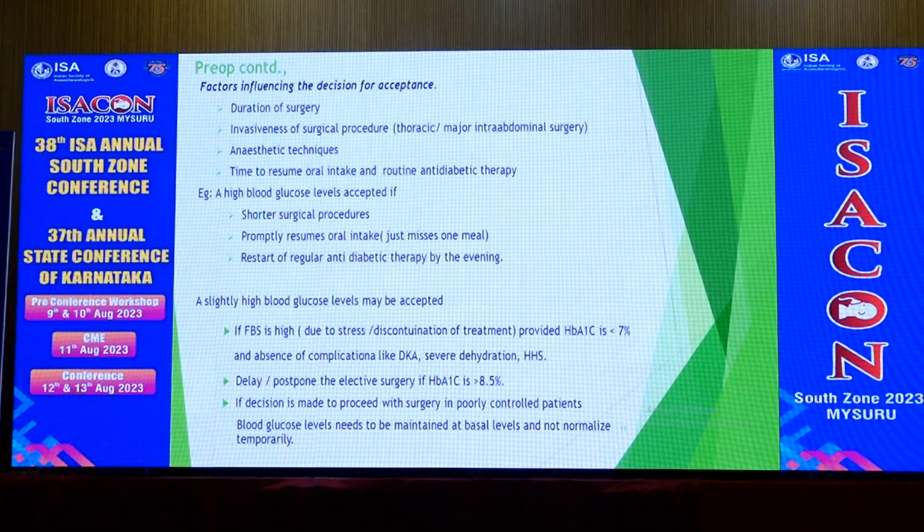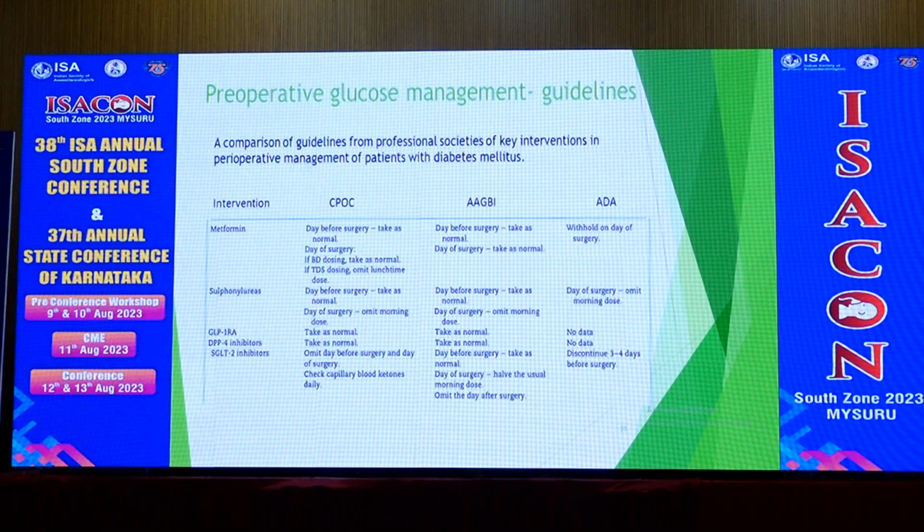If at all we accept such patients, what we have to do is, the blood glucose levels should not be brought down to normal, or we should not try to normalize, because we do not know at what level these patients develop symptoms of hypoglycemia, which will be set at a higher level. So one should not try to bring down glucose in chronically hyperglycemic patients.